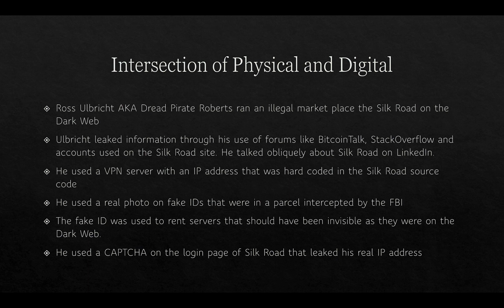He used a VPN server, but he used an IP address that was also hard-coded into the Silk Road source code. He used a real photo on a fake ID that he used to collect parcels, and the parcels were intercepted by the FBI. The fake ID was then also subsequently used to rent servers that should have been invisible as they were on the dark web. And then finally, he used a captcha on the login page of Silk Road that leaked his real IP address.